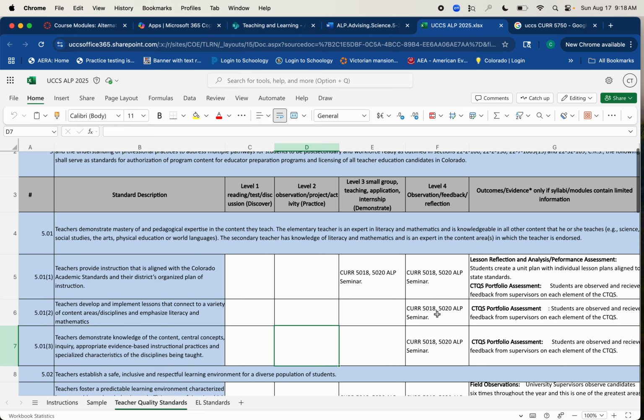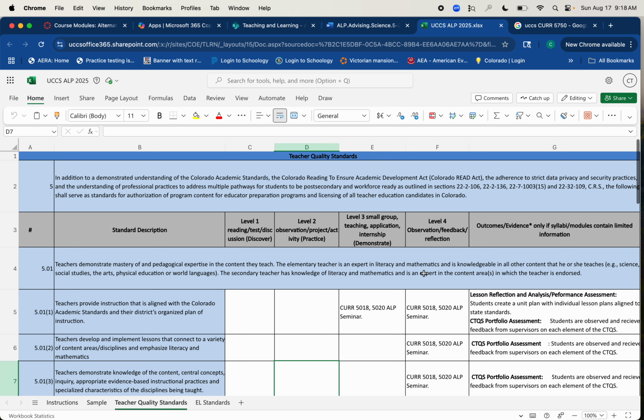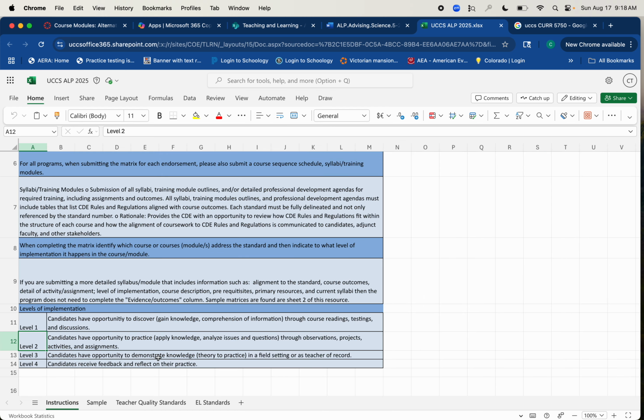You'll see that I've already started on this. I've added information for curriculum 5018 and curriculum 5020, which are the alternative licensure seminar courses when they are out working as a teacher of record. That's what those courses are, in case you don't know. These are mostly under level 3 and level 4 activities. Let me explain that real quick if you haven't done these before. A lot of you have probably done these before, so this is somewhat old hat, but if you haven't, this is the only even remotely complex part of this, I think.